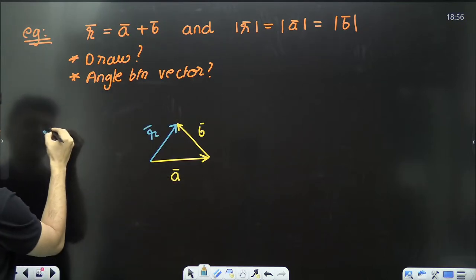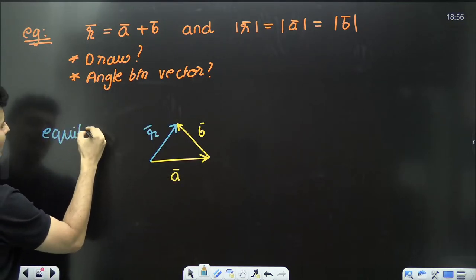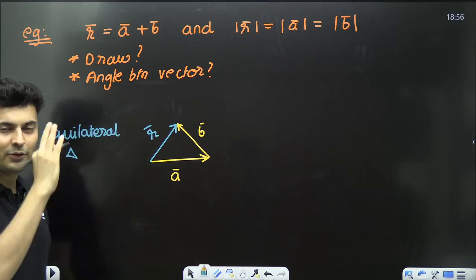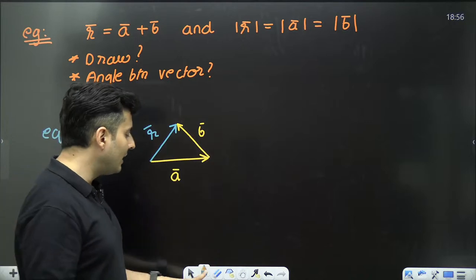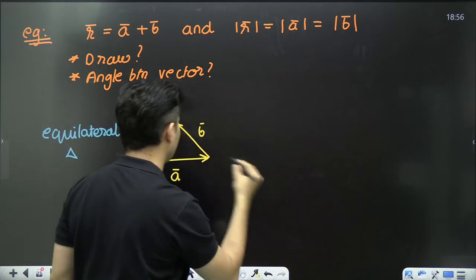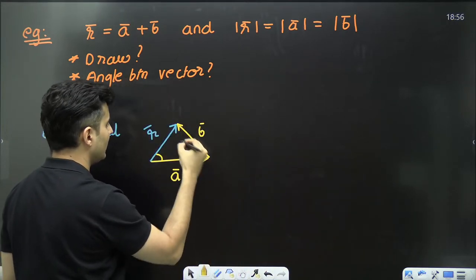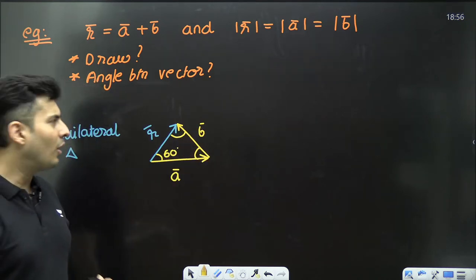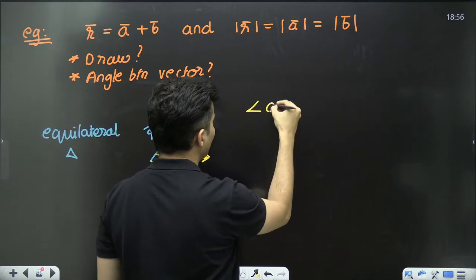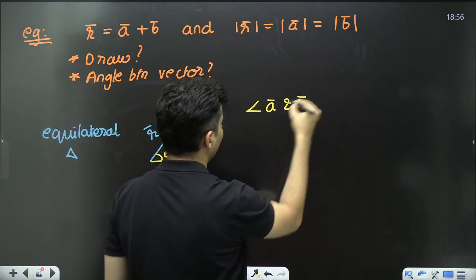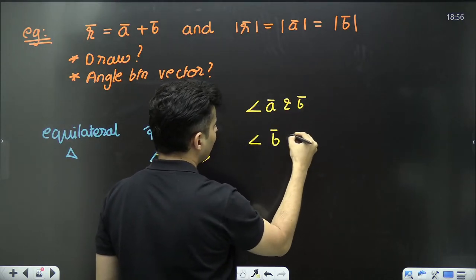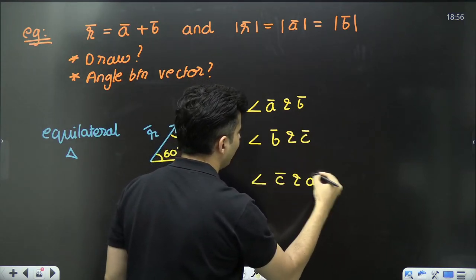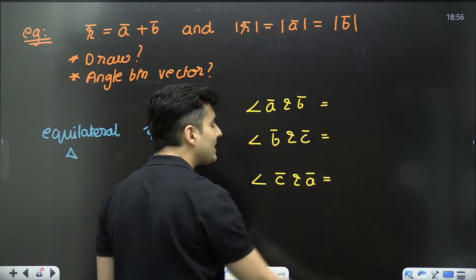Yes, this is an equilateral triangle, definitely. And all the angles internally are 60 degrees. We know that. This is 60, this is 60, even this is 60. All of them are 60 degrees. So many of you will say, angle between A vector and B vector, angle between B vector and C vector, angle between C vector and A vector, you will be like, sir, it is 60, 60, 60.